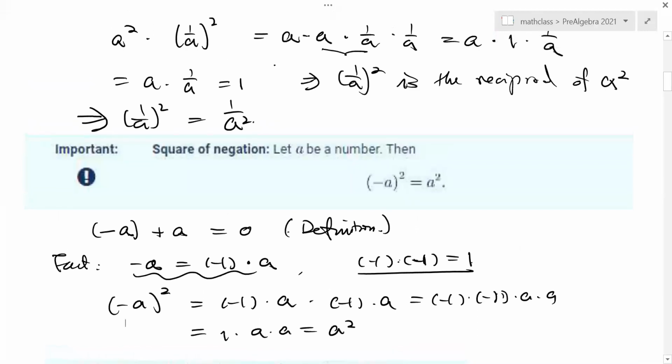Now, is negative A a negative number? No, negative A is not necessarily a negative number, because A could be negative or positive. For example, if A is negative 2, negative A is going to be a positive number. It looks like a negative number, but it's not necessarily negative, because A can represent any number, negative or positive.